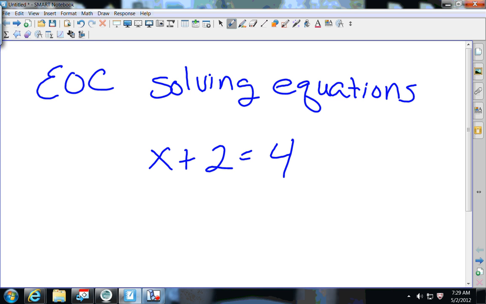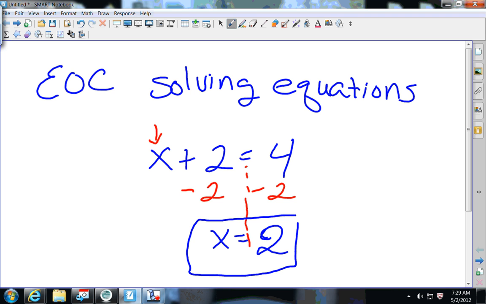What do you do to solve to get x by itself? You're trying to get x by itself, so you're going to do the opposite and move this 2. Remember, instead of plus 2, you're going to subtract 2 from each side, and you get x equals, let me see if I can write it, 2.